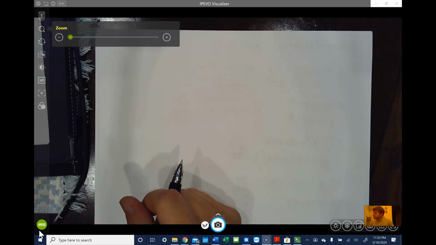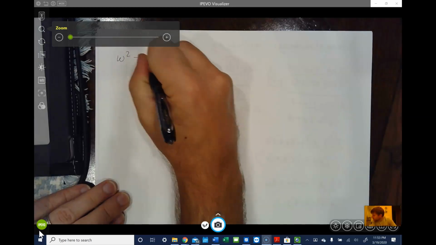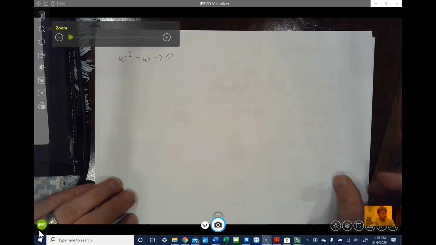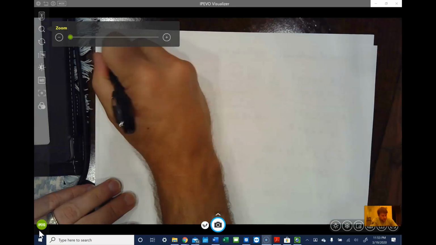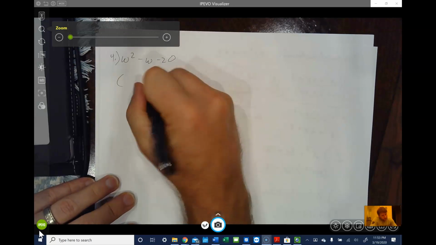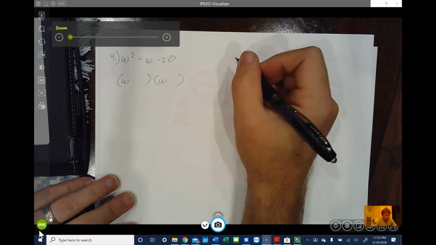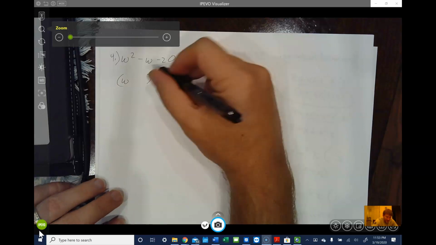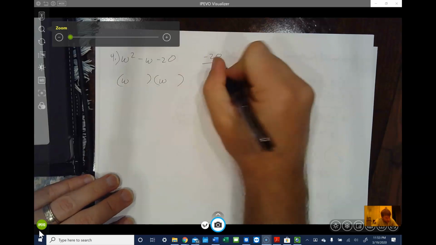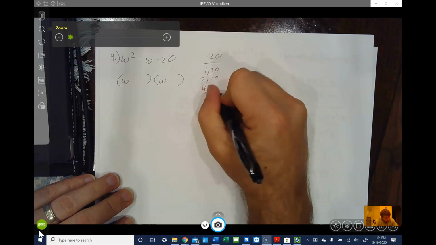Alright, another. What number am I on here? Number 4. Again, I know it's going to be a w and a w, but what multiplies to get negative 20 and adds to get negative 1? 1 and 20, 2 and 10, 4 and 5.